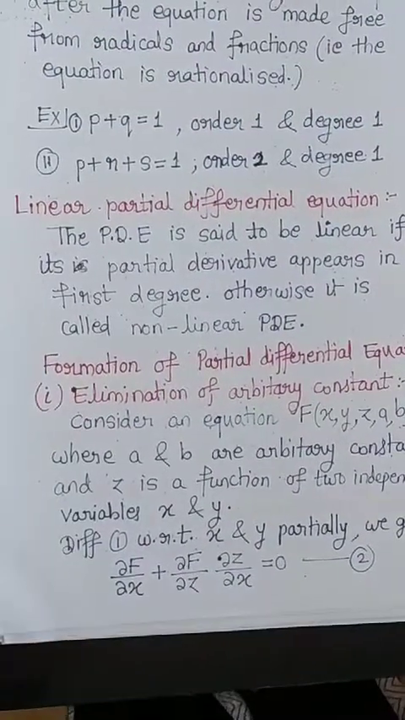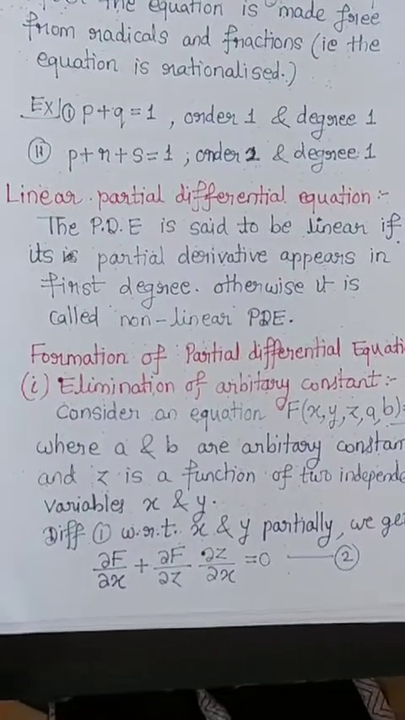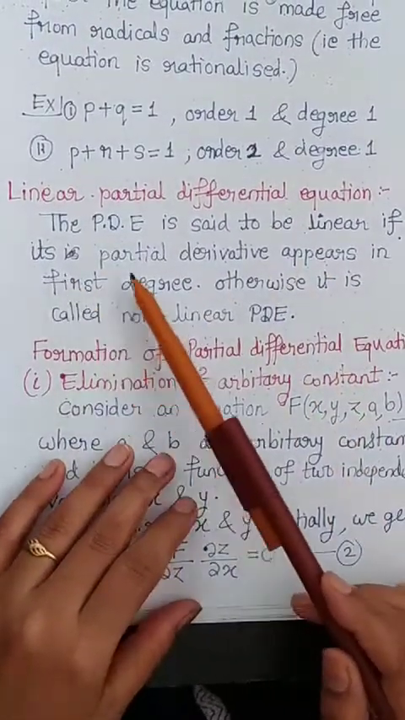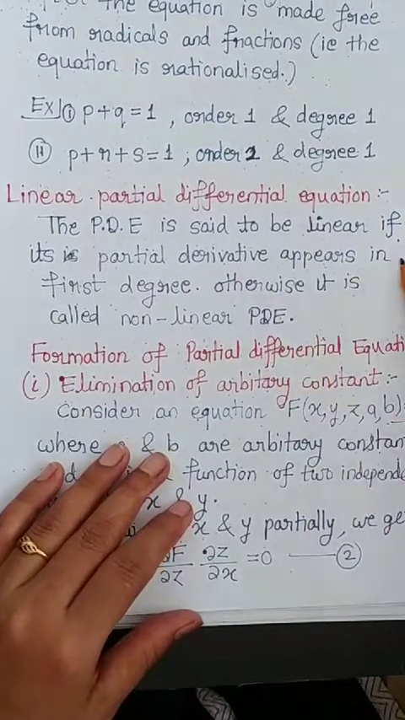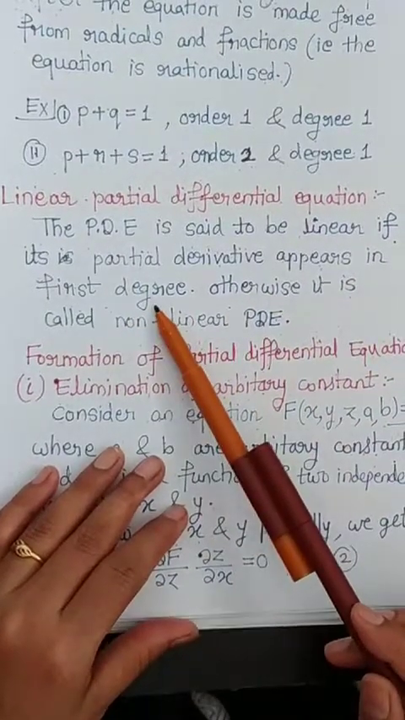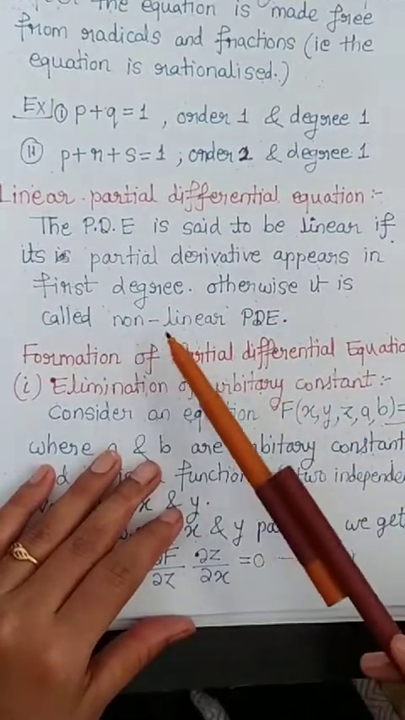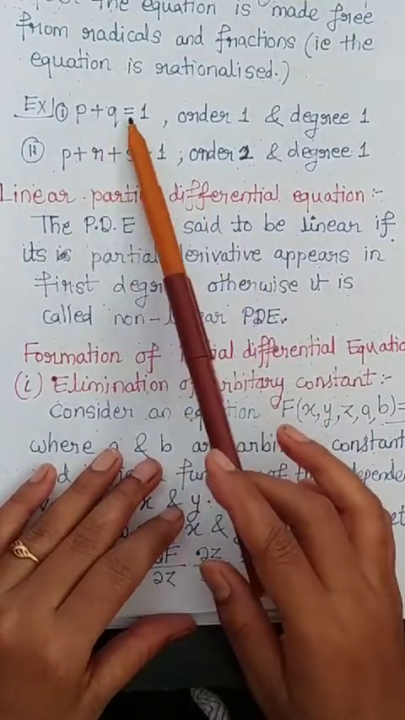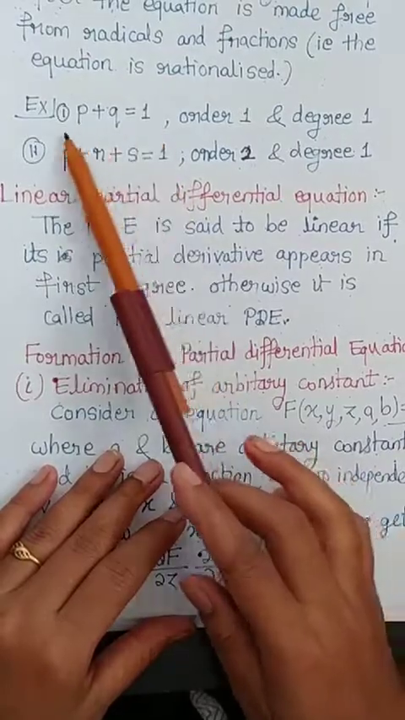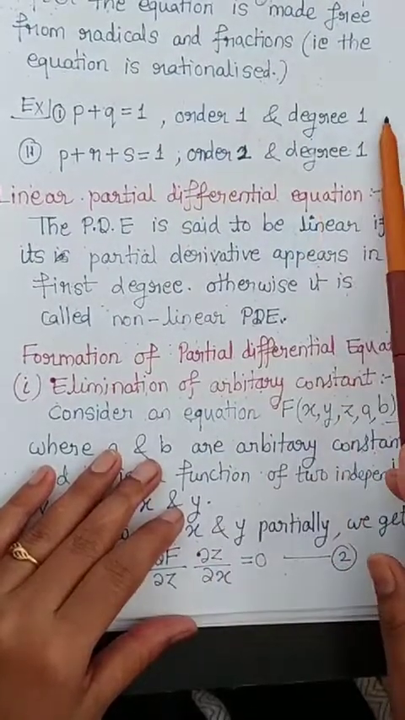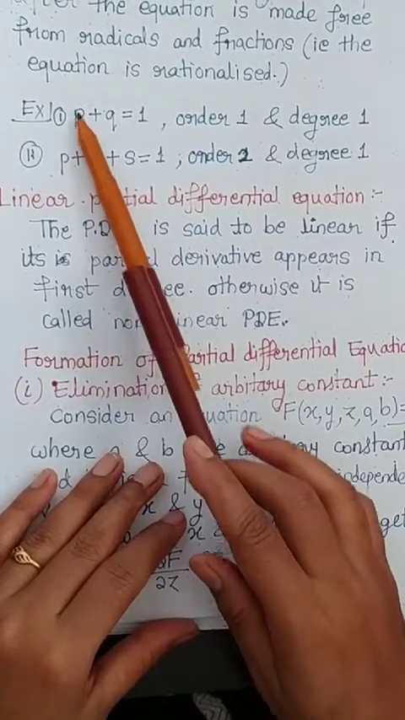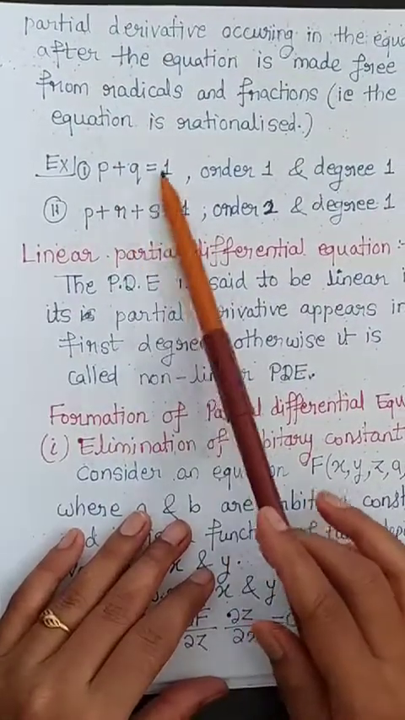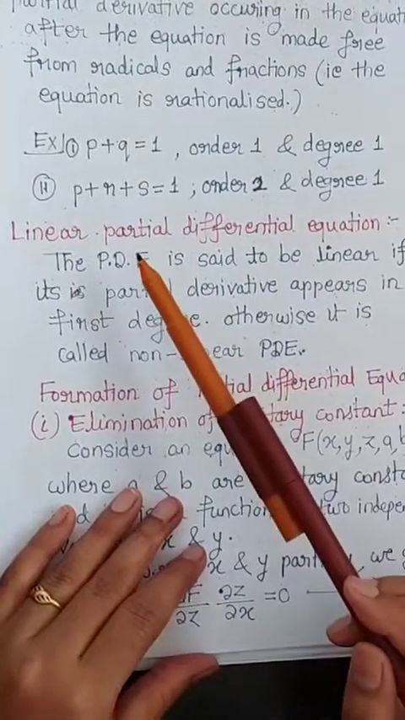What is meant by a linear partial differential equation? A differential equation is said to be linear if its partial derivatives are of degree 1. Otherwise, it is called a non-linear partial differential equation. In the above examples, both equations have partial derivatives of degree 1. What is their degree? 1. So that's why this is a linear differential equation.